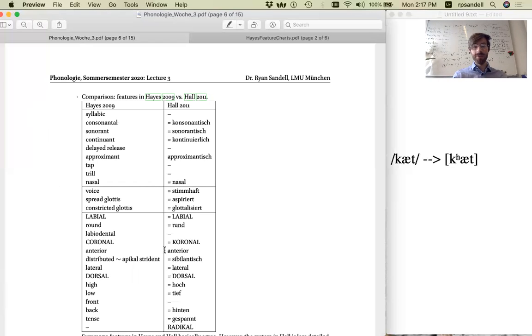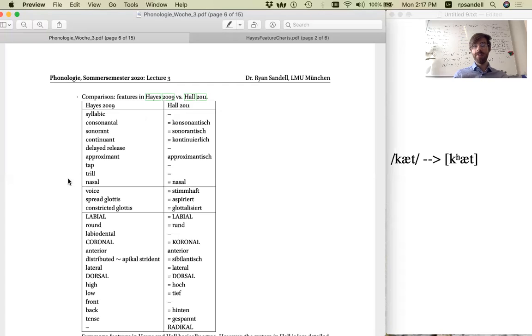Sometimes the name is a bit different, given the German language terms that are used in Hall's textbook, but you can regard those features as identical. So for instance, the features consonantal, sonorant, and continuant, which correspond to konsonantisch, sonorantisch, and kontinuierlich in Hall's textbook, those refer to the same groups of sounds. In some cases where I've given a dash here, there is no correspondent in one or the other word.